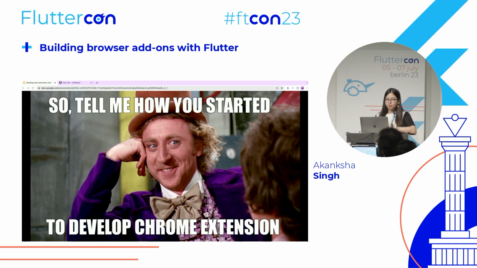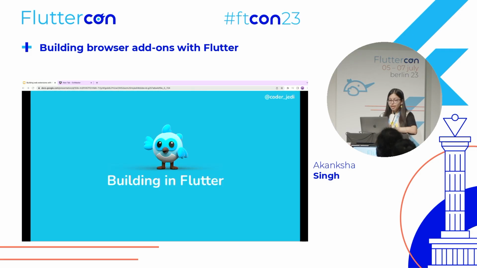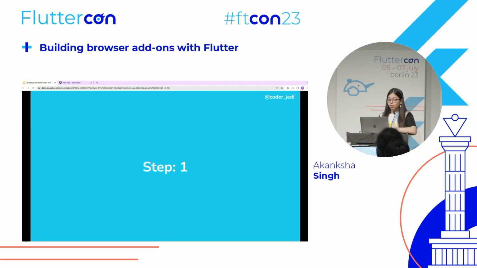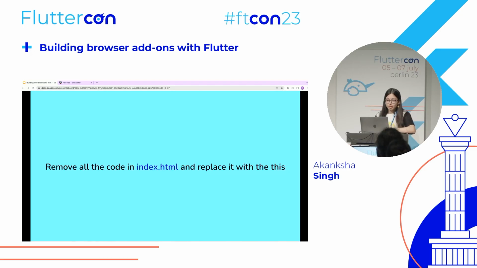Now you must be interested in learning how you can do that with Flutter. We will be taking an example, and I'll show you how easy it is to build a Chrome extension in Flutter. There are 4 steps. The first step is to remove the code in the index.html file that you will find in the web folder of the project.